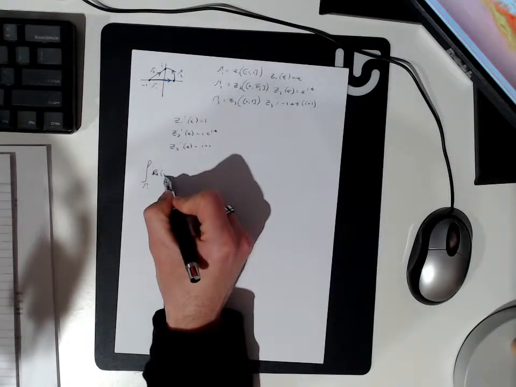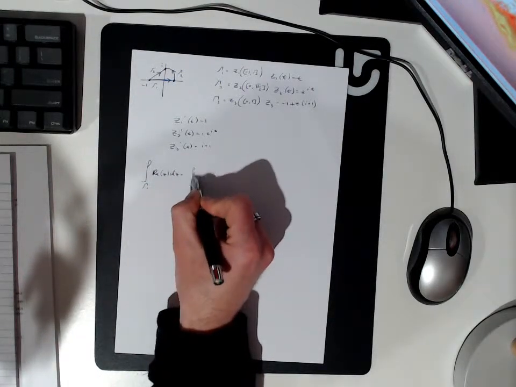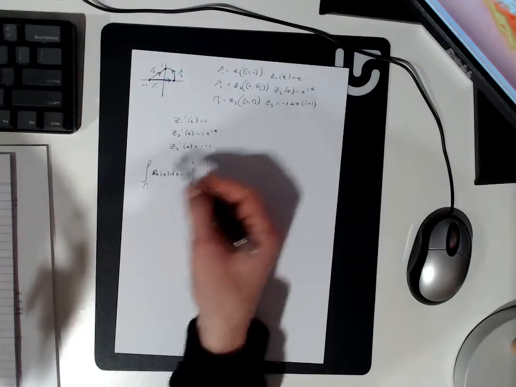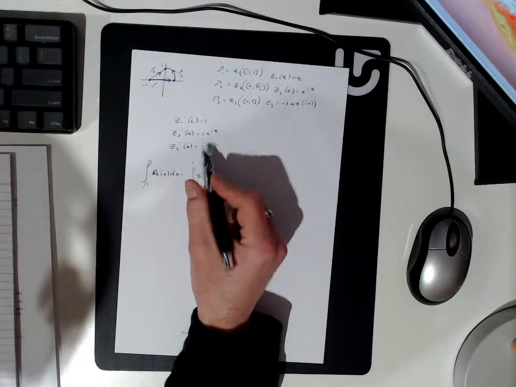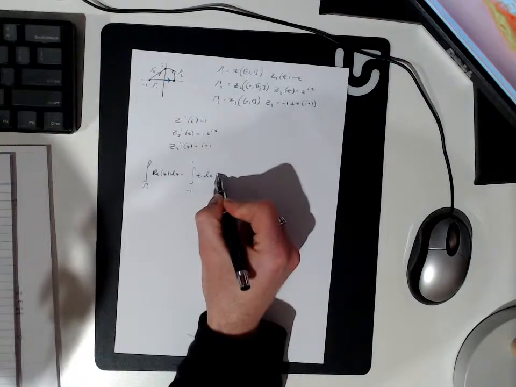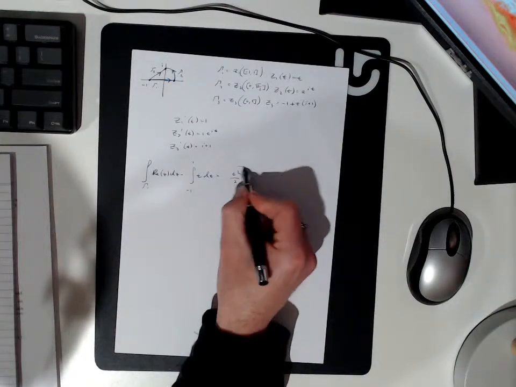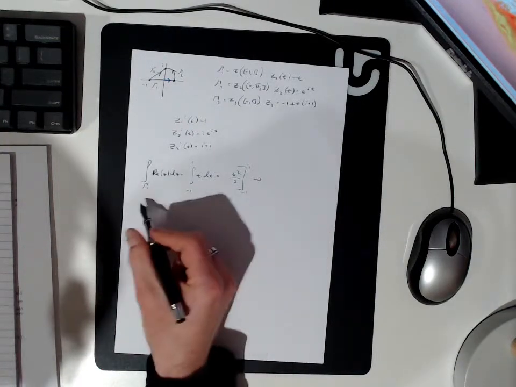The integral of the real part of z dz equals the integral from minus 1 to 1. z of t is just t, and because we have a 1, this is dt, which is equal to t squared over 2 from minus 1 to 1, which is equal to 0.